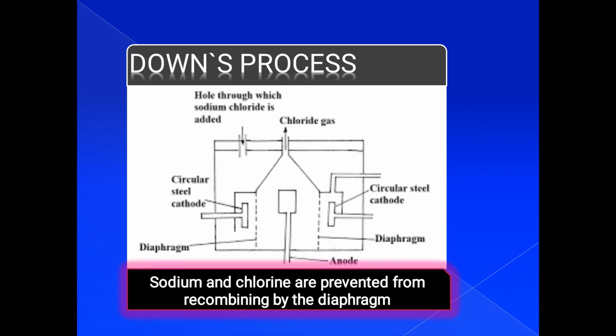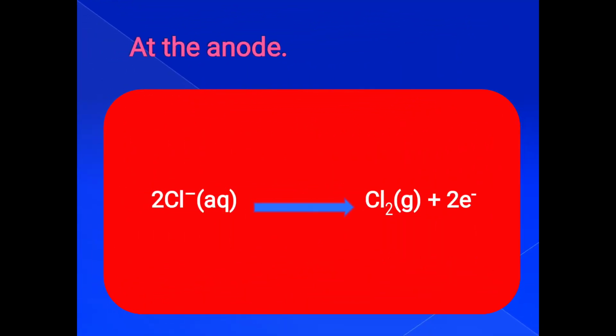Let's look at the equations at both the anode and the cathode. We begin with the equation at the anode. Like you can see here, what we have is the chloride ions at the anode.